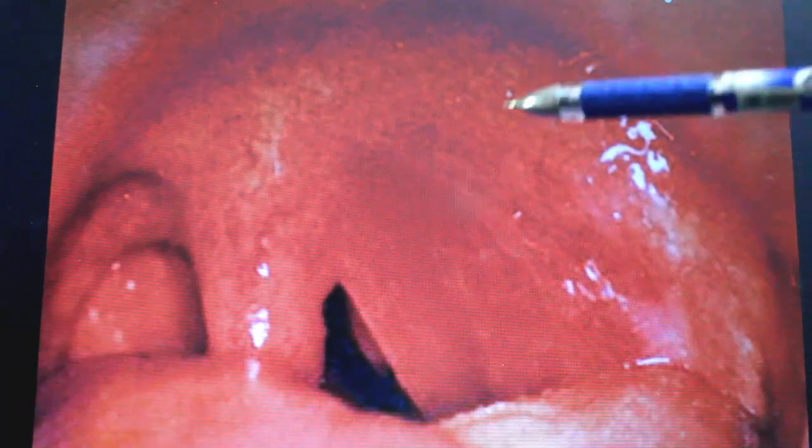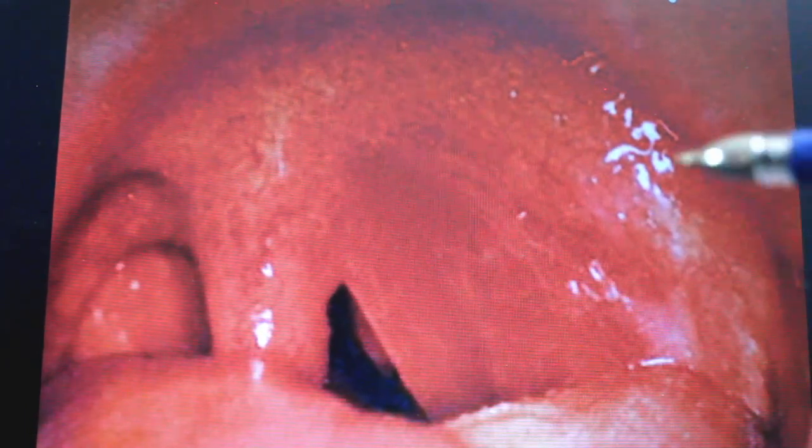Patient is usually in sitting position, or in the dental chair. The position in the dental chair is the best one. And the whole area can be anesthetized using 10% lignocaine spray. There is no need to put injections into this area.